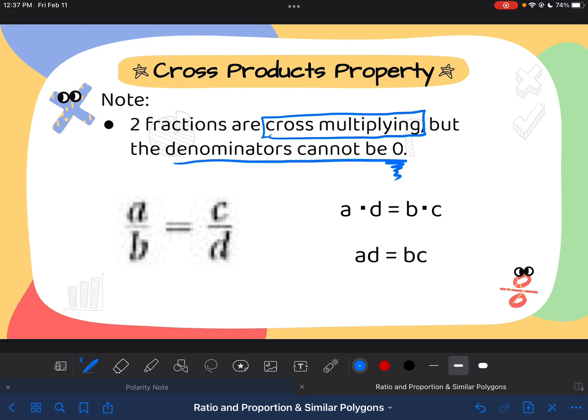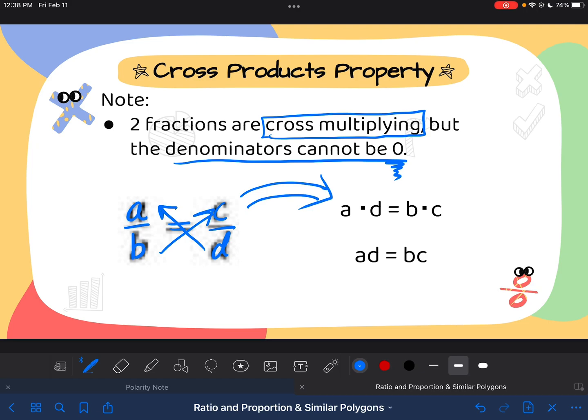So, in this case right here, we have a over b equals c over d. What I'm trying to tell you is that if you have a fraction equals a fraction, what you can do is cross multiply. So b goes to c while d goes to a. And by doing so, this will give you the information of a times d equals b times c.